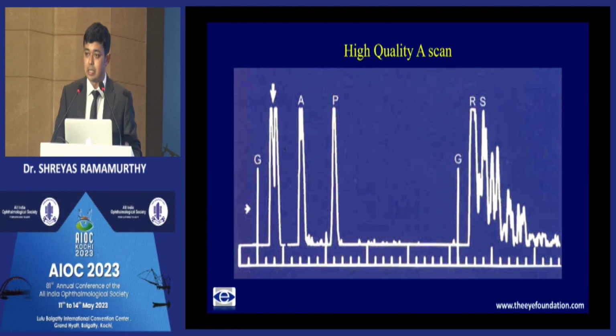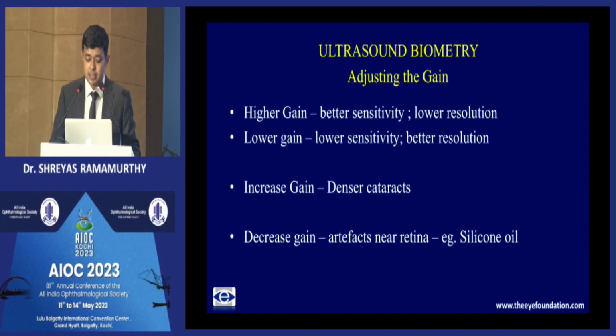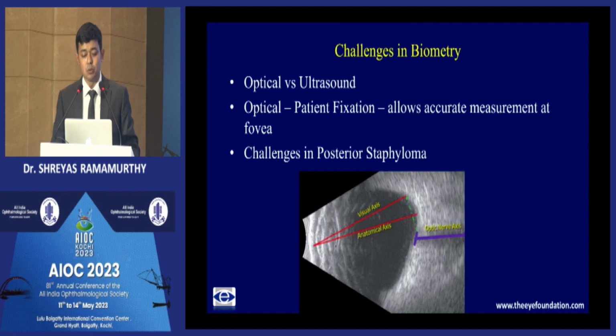Ensure your spikes in your scan are good. You should have those specific 5 spikes required. And once you have a good quality scan, you can also help in adjusting the gain. Use a higher gain when you require a lower resolution, like for example in denser cataracts where you just need the axial length, and decrease the gain if you have a lot of reverberations, like in a silicone oil filled eye. So by making some of these adjustments, fine tuning, and ensuring you have a specific biometrist who does this, even by using an ultrasound biometer, you can have excellent results.